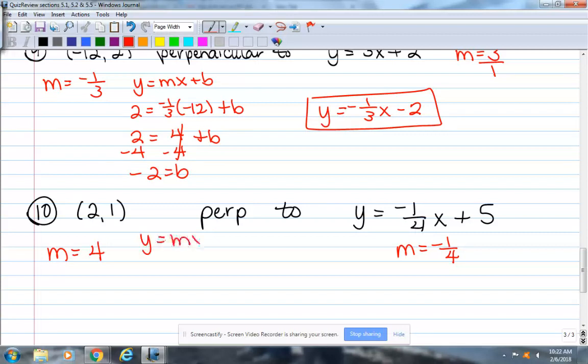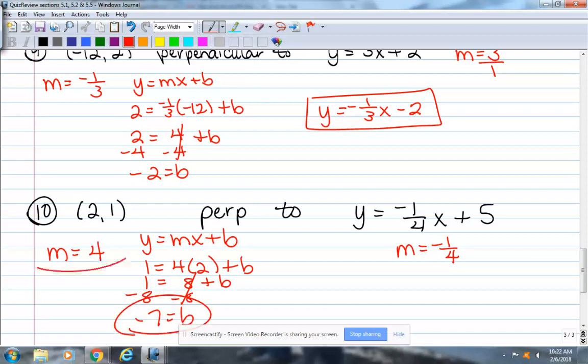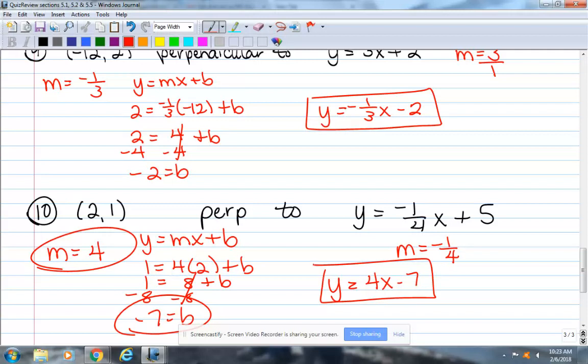Y equals mx plus b. What's our y? 1. What's slope? 4. X. 4 times 2. What do I do now? 1 minus 8 is? -7. All right. What's my equation then? Y equals 4x minus 7. All right. Any questions about how to write equations of perpendicular lines? All right. I think we are ready for our quiz.